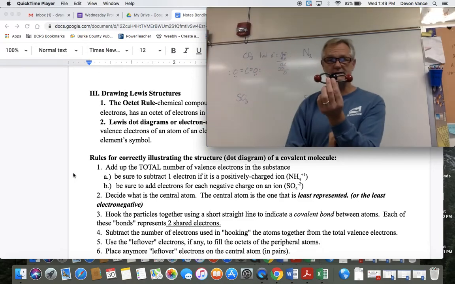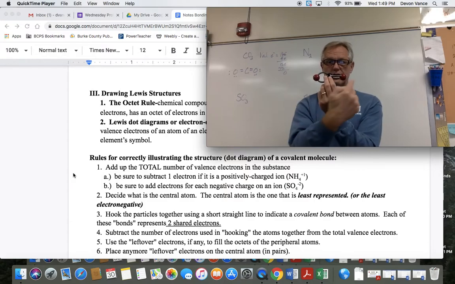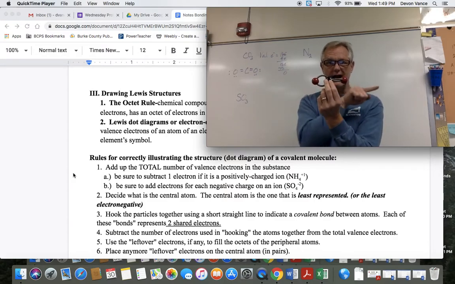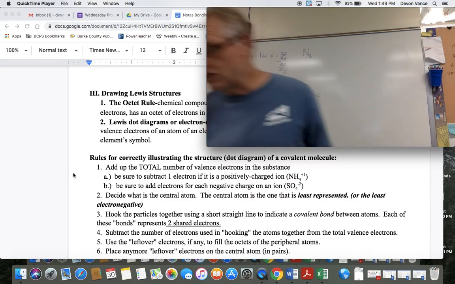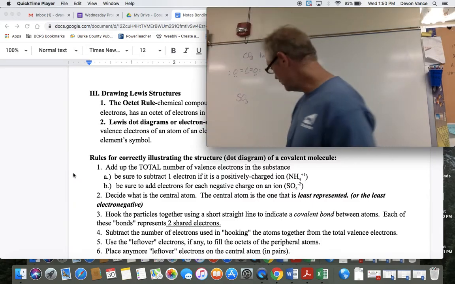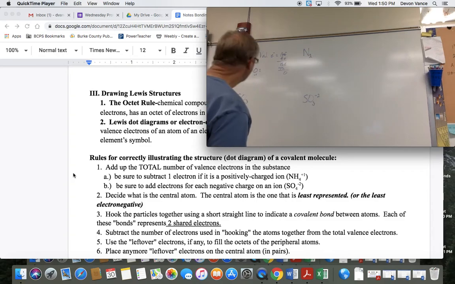So I look at this, and you see how I got the central carbon and then oxygen on each side. You see how it's in a line, right? All on the same plane. That's called a linear structure. All right, so let's go through and look at the next one.